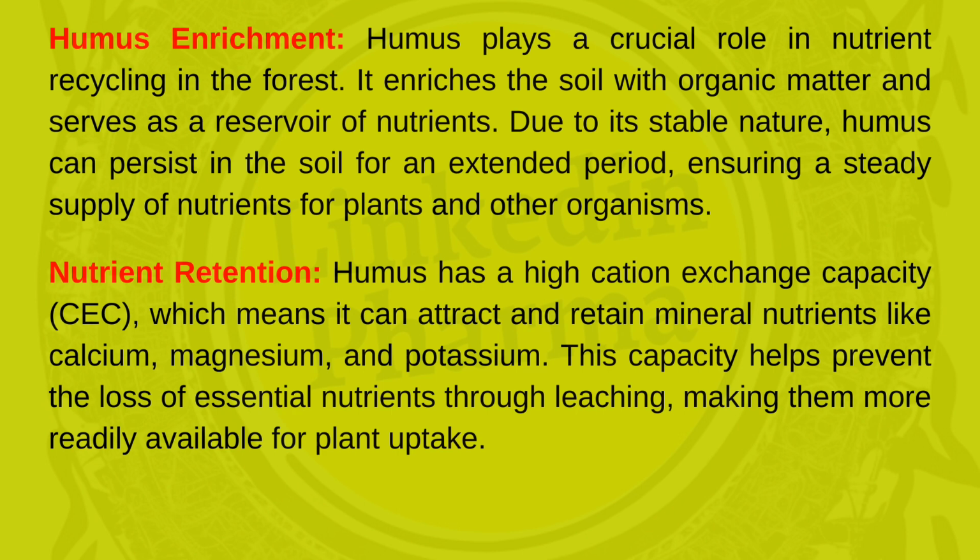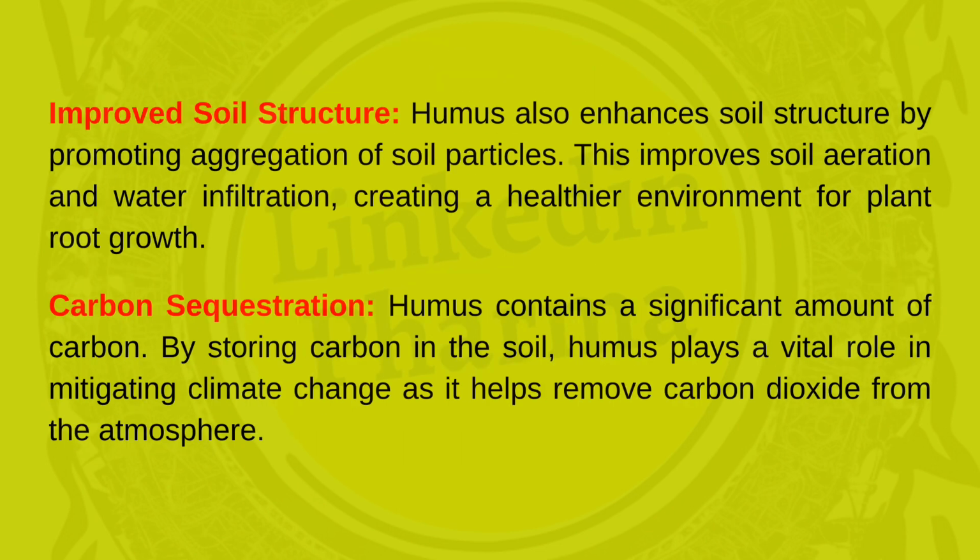Nutrient retention. Humus has a high cation exchange capacity, CEC, which means it can attract and retain mineral nutrients like calcium, magnesium, and potassium. This capacity helps prevent the loss of essential nutrients through leaching, making them more readily available for plant uptake. Improved soil structure. Humus also enhances soil structure by promoting aggregation of soil particles. This improves soil aeration and water infiltration, creating a healthier environment for plant root growth.